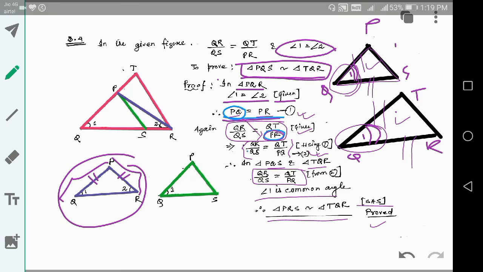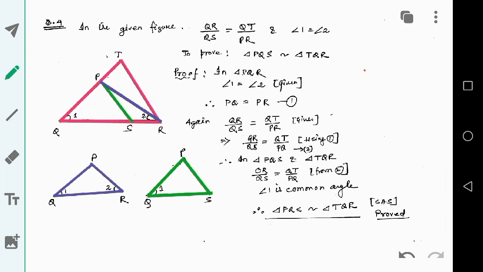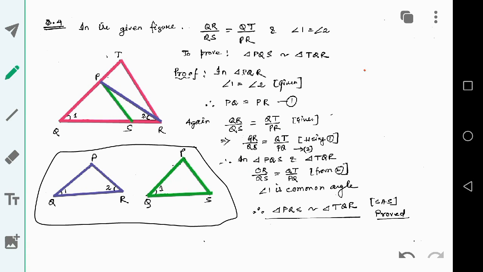So here is the solution of question number 4, and these two diagrams are not necessary. I have just drawn them to explain how to solve this, but this figure should be drawn. Hope you have understood this.